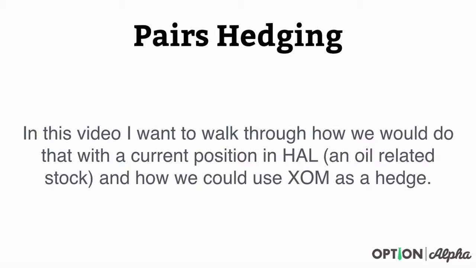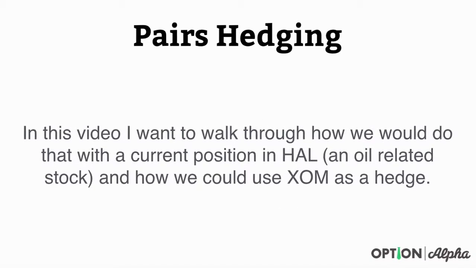So in this video, I want to walk through how we can do that with a current position that we have in HAL, which is Halliburton, an oil-related stock, and how we can use XOM, which is ExxonMobil, as a hedge for this position.